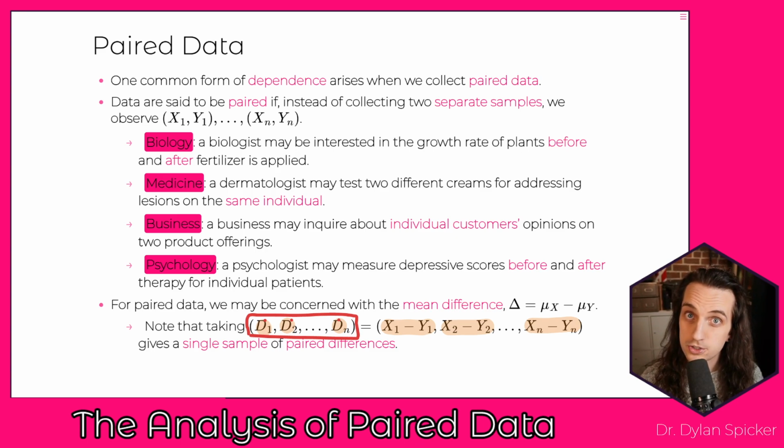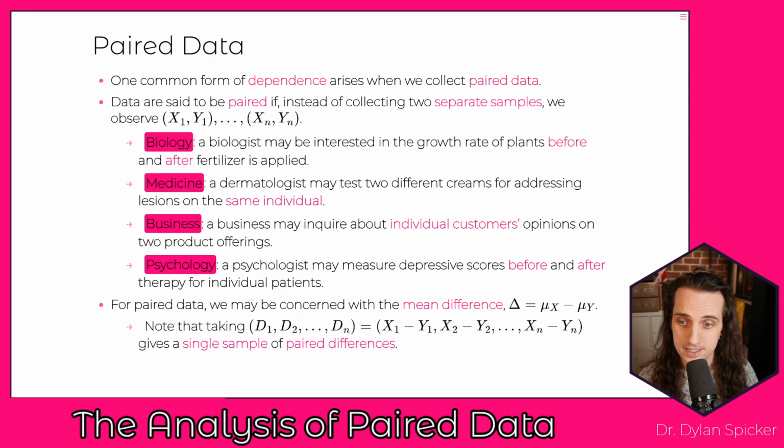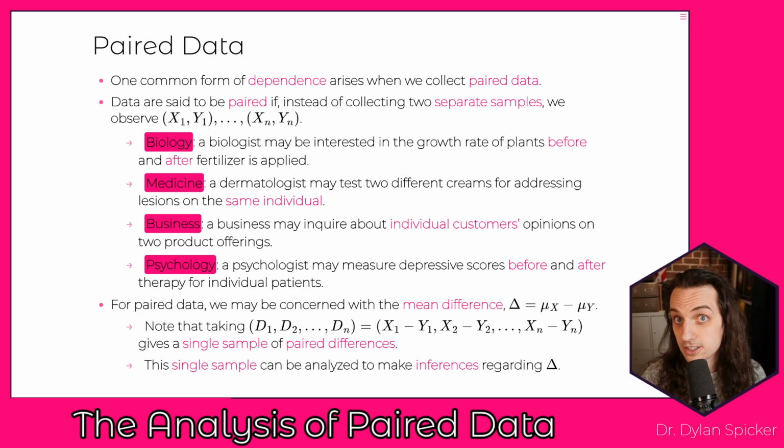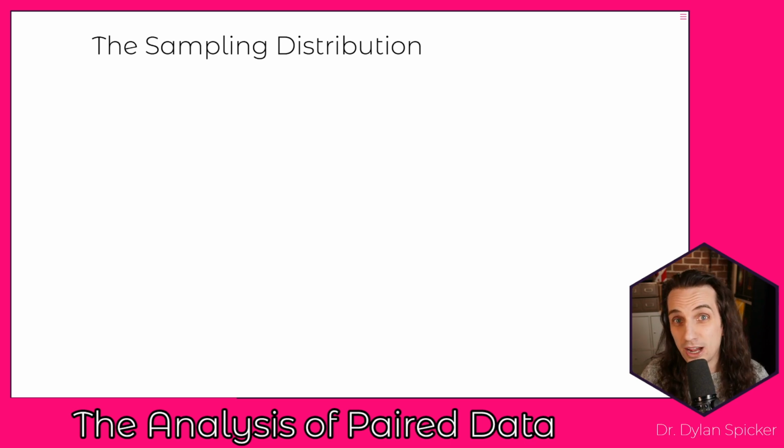So ultimately, what we're going to realize here is that with paired data, we can actually convert the problem directly into a one sample problem by first considering what the differences between our individual data points are. We use that to form this set of Di's, or d1, d2, up to dn, and then we're dealing with a single sample of what we call the paired differences. So this single sample is going to be analyzed in order to make inferences regarding delta, regarding the differences in the population means.